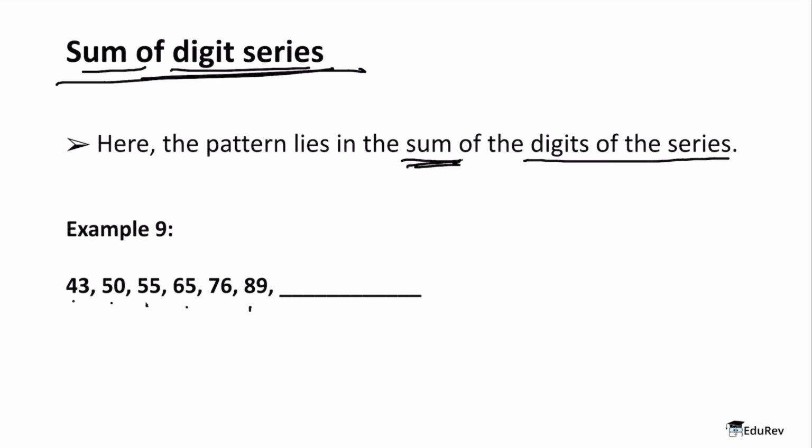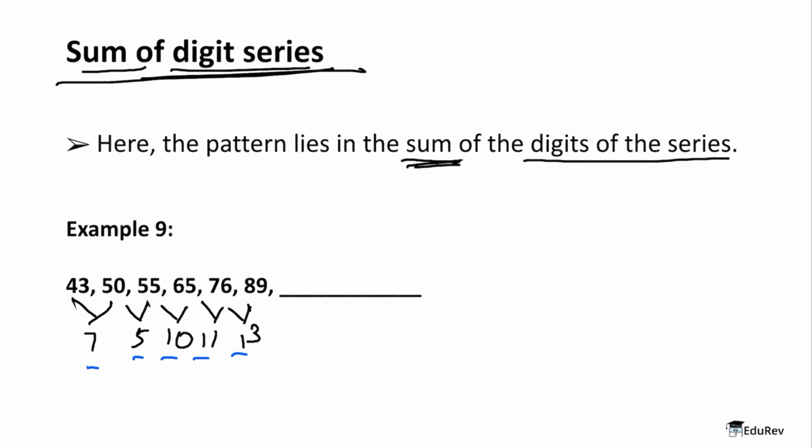Here, as we can see, it is not increasing at a very fast rate, so we can actually apply our difference method, which goes like 7 here, 5 here, 10 here, 11 here and 13 here. Great. Now, these numbers individually are not making any pattern, right?